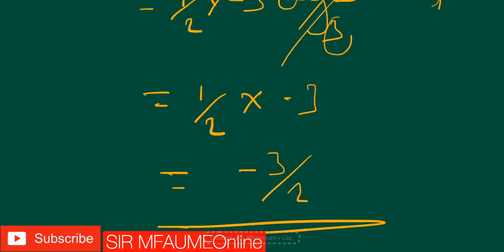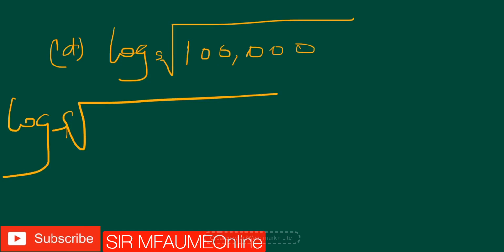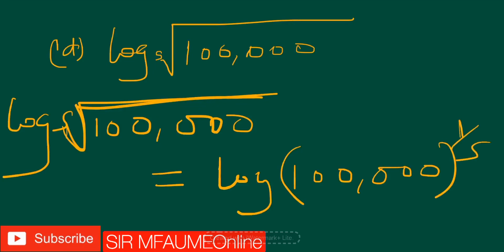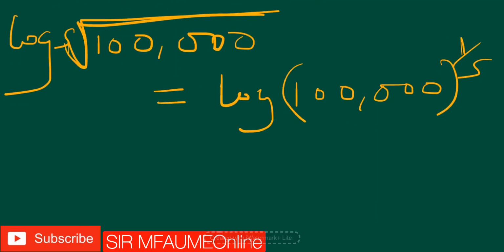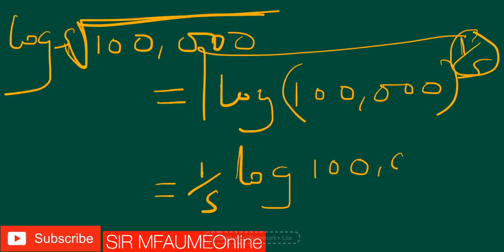Okay, let me shift. We have another question here. We need to find the value of this one. We have log fifth root here, then this one. Okay, this one will be the same as log, this one, exponent, because this is the fifth root, then exponent 1 over 5. Then from there, shift this one into this side. Now it will be 1 over 5 here, then log, this is 100,000.